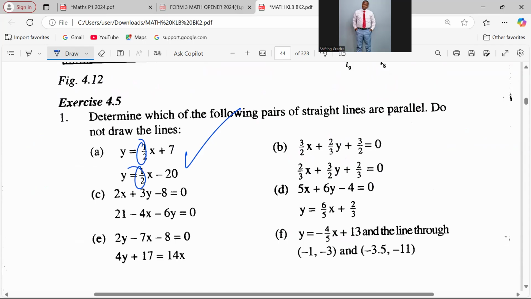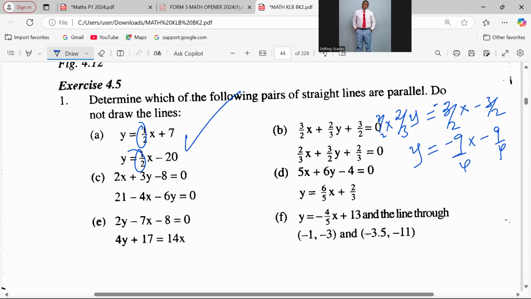If you rearrange the first one, you remain with 2 over 3 y equals 3 over 2 x, but now negative, minus 3 over 2. So how do we remain with y? By multiplying all through by 3 over 2. I will get negative 9 over 4 x minus 9 over 4. So the gradient is negative 9 over 4.